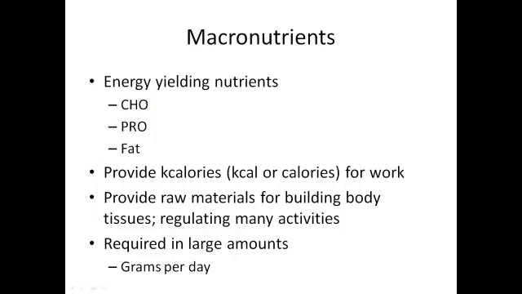Nutrients are classed on how much the body needs of each one per day. You have macronutrients and micronutrients. Macronutrients mean we need these nutrients in large amounts, typically in many grams per day. The macronutrients are also our energy-yielding nutrients, which are carbohydrate, protein, and fat. The macronutrients will provide calories for the work that we do. They also provide the raw materials for building body tissue and regulating many activities.